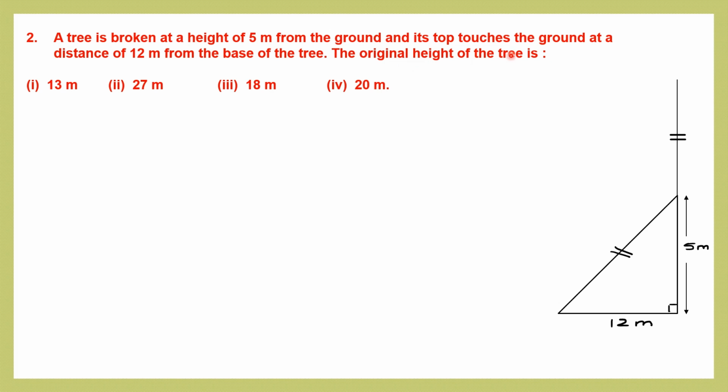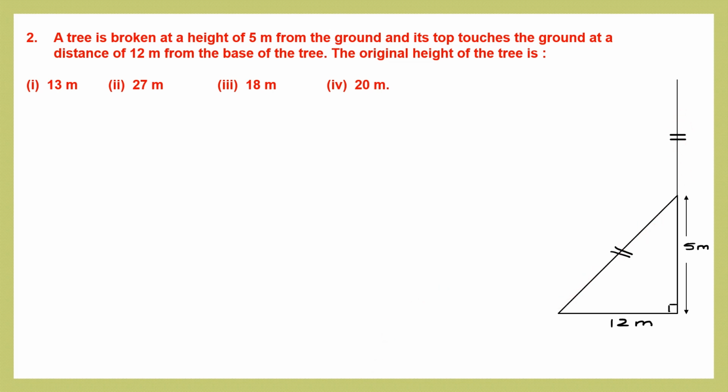And its top touches the ground at a distance of 12 meters from the base of the tree, the original height of the tree. That is what we need to find out, and we've been given everything in the figure here, so it's easy to understand. Now, if we have to find the original height of the tree, we need to find the length of this portion from here to this part. We need to find the length and add it up to this. Now, as you can see, since you have two strokes here and two strokes here, this length is equal to this length. That means first you need to find this length.